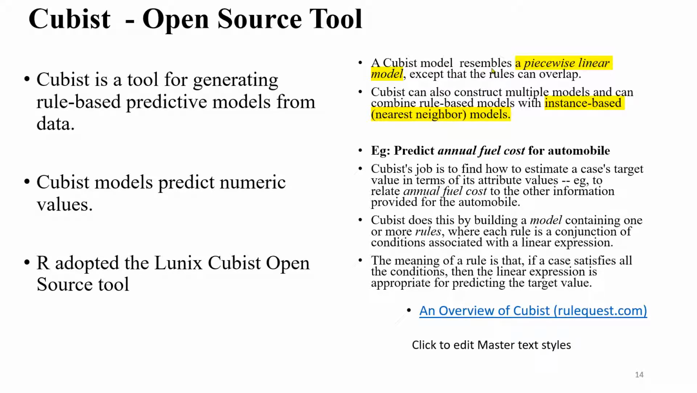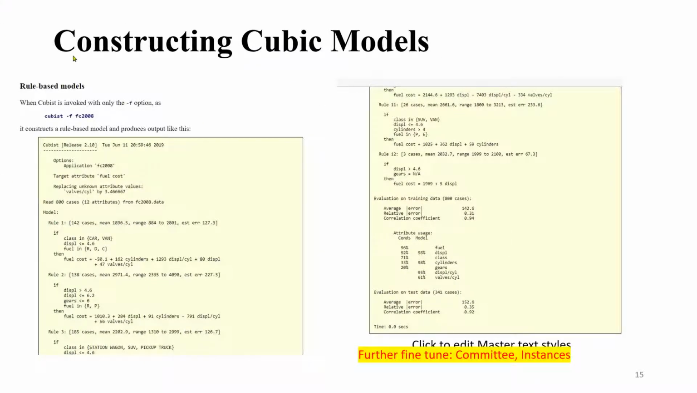Specifically, a Cubist model resembles a piecewise linear regression model, except that the rules can overlap. And not only can it construct single models, but also multiple models that use instance-based models, which are nearest neighbors. For example, it can predict annual cost for automobiles based on other characteristics. It does it, again, by an ensemble of a few linear models together and uses certain criteria, instances and what they call committees, to define. So this is an example of the Cubist model.